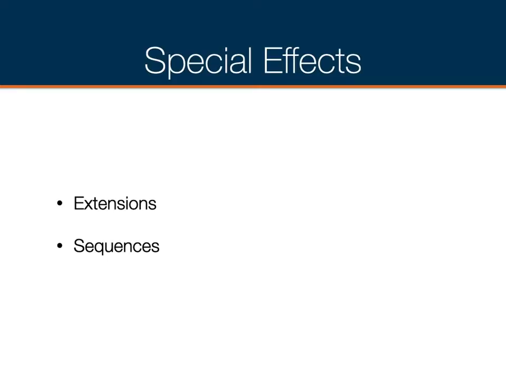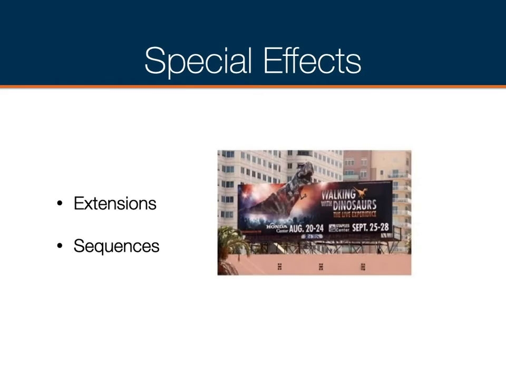Now I want to talk a little bit about some of the special effects that you sometimes see used in outdoor advertising. First two special effects are extensions and sequences. Extensions are when you have a billboard and part of the ad breaks outside of that rectangular width by height dimension. So in this case, this is a pretty good example because the extension there helps emphasize the size of the T-Rex there. So that's what's called an extension, when something breaks out of that two-dimensional rectangle.